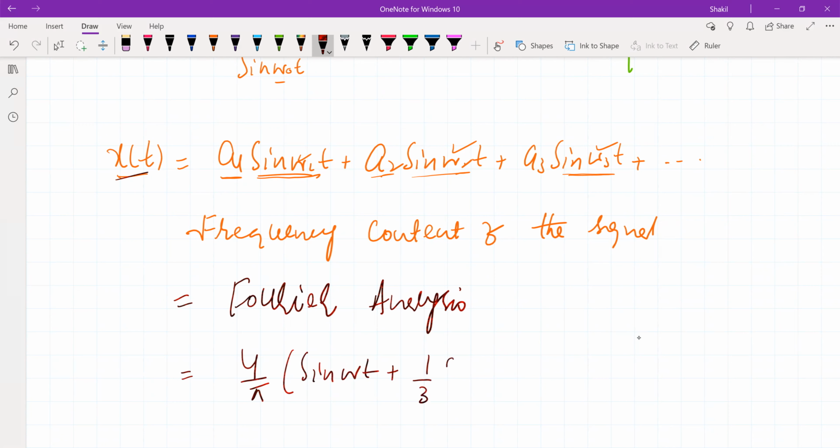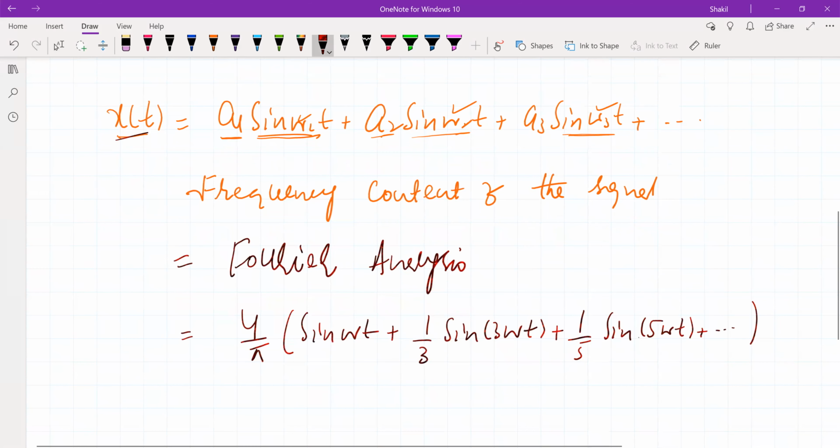I don't remember it correctly, please check it. It is like this. So when we do this, that means omega 1 is present, having an amplitude of 4 by pi. In the same way, 3 omega is present, meaning this frequency is present in the square wave, and its amplitude is 4 by 3 pi. In the same way, 5 omega is present in that signal, and the amplitude of that frequency content is 4 by 5 pi.